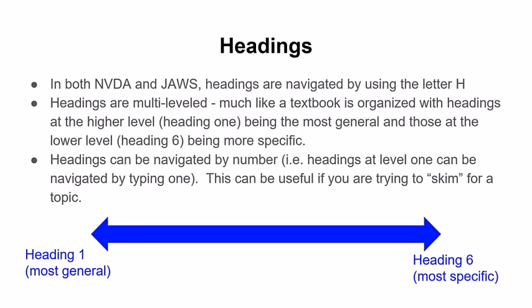Let's talk about headings first. In both JAWS and NVDA, headings are navigated by using the letter H on a website. Headings are multi-leveled. Much like a textbook is organized with headings at the higher level, like heading level 1 is the most general, and those at a lower level, such as heading level 6, are more specific. So think about your science textbook.